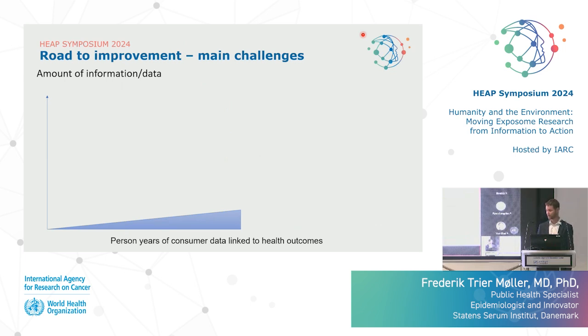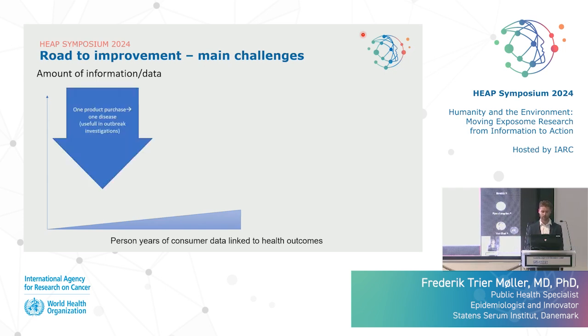So where do we go from here? This is kind of an illustration of the road to improvement, what we can do. So on the y-axis, you have the amount of information data that can be extracted using this approach. And on the x-axis, you have person years of consumer data linked to health outcomes. First of all, you can look at one product, one purchase. That's actually possible with a raw consumer data sample with a limited observation time. This is useful for outbreaks.